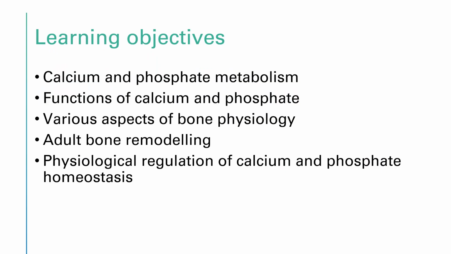So the learning objectives for today's topic are calcium and phosphate metabolisms, the functions of calcium and phosphate in the body, the basics of bone physiology and adult bone remodeling, and physiological regulation of calcium and phosphate homeostasis. This calcium and phosphate metabolism you already had in your biochemistry class, but again for physiology we will discuss a few basic points.